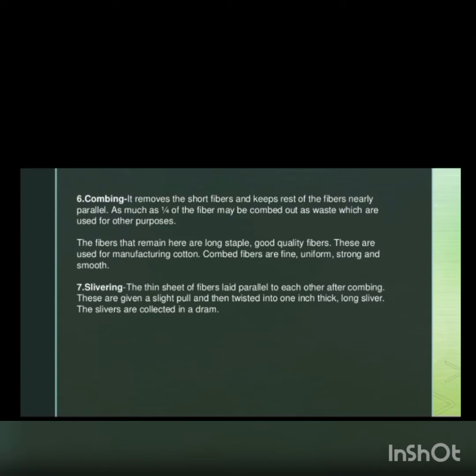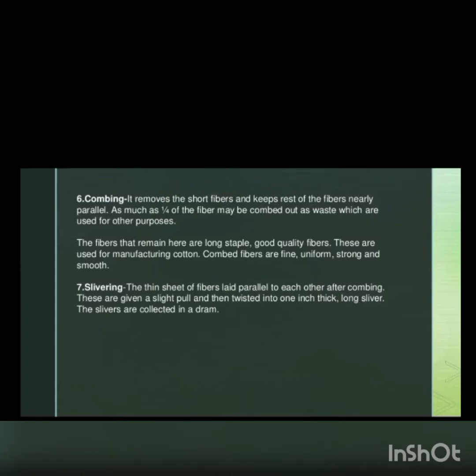After the process of carding, the fiber sheets are moved for combing. Combing is like separating the short fibers from the long fibers and making a sliver of that for the fiber going for spinning. It removes the short fibers and keeps the rest of the fibers nearly parallel. As much as 1/4 of the fiber may be combed out as waste, which is used for other purposes. The fibers that remain here are long staple, good quality fibers. These are used for manufacturing of cotton. Combed fibers are fine, uniform, strong and smooth.